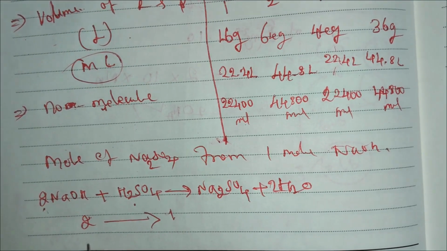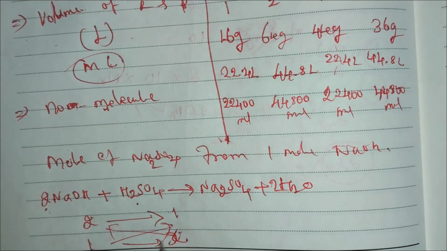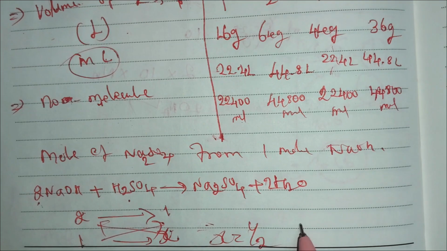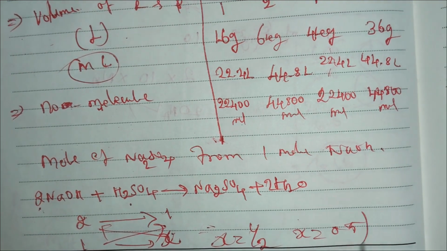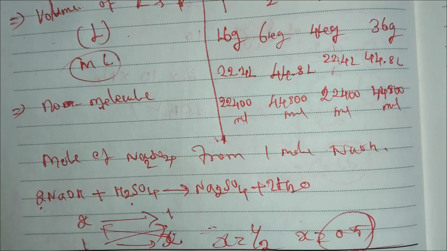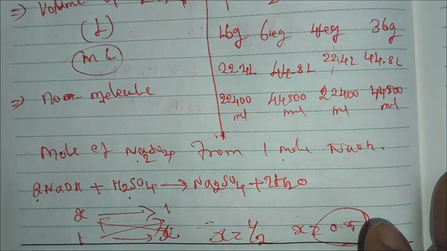So for 1 mole of sodium hydroxide, x mole, what? There is a half mole. Very good. Cross multiplying, we get x equal to half mole, x equal to 1 by 2, which is nothing but x equal to 0.5 mole. So that's why 0.5 mole is enough for the formation of sodium sulfate from 1 mole of sodium hydroxide. Similarly, a lot of questions are asked.